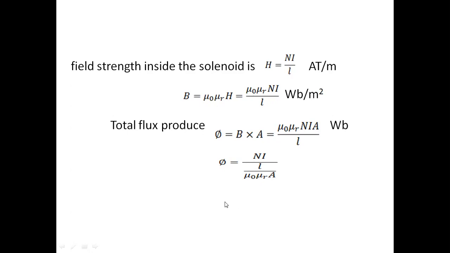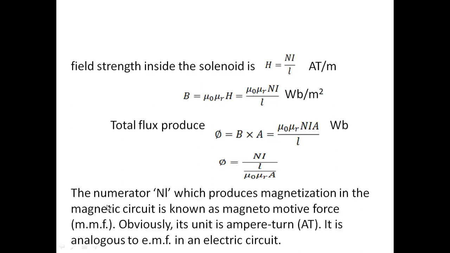So you see, remember this equation. Here the numerator is Ni in the flux phi equation. The Ni which produces magnetization in the magnetic circuit is known as magnetomotive force.